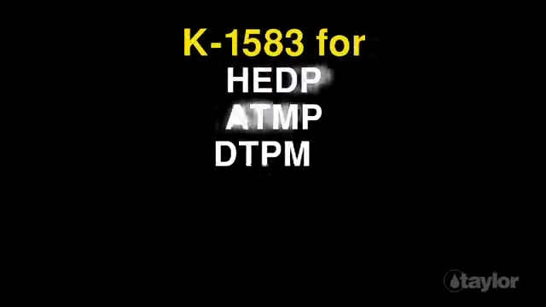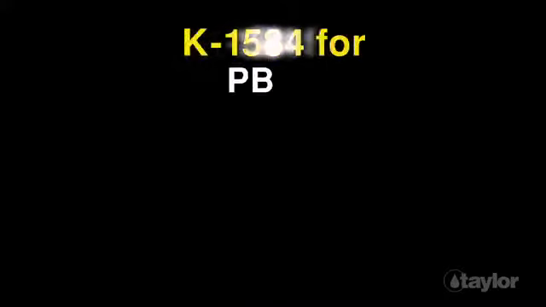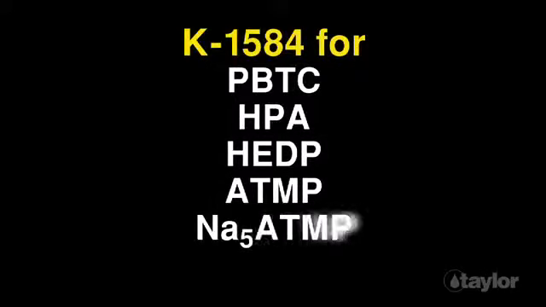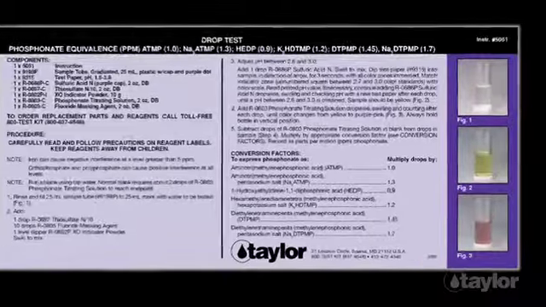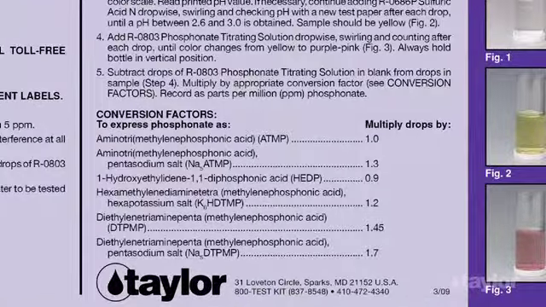Our K-1583 is appropriate for use with 6 treatment types, including HEDP, ATMP, and DTPMP. For PBTC and HPA phosphonates, use Taylor's K-1584 test kit. These 2 drop tests rely on the thorium nitrate method, using different indicators for the titration. The instructions in the kits include conversion factors for the different types of phosphonate.